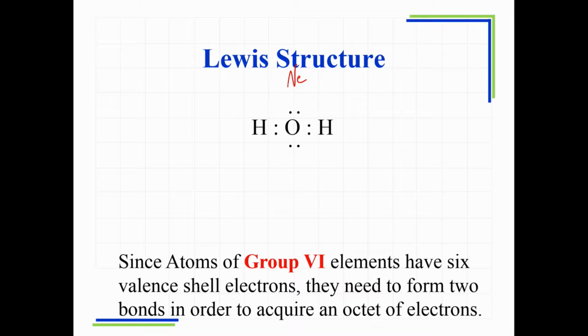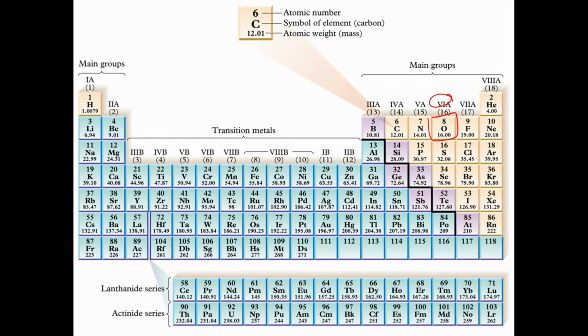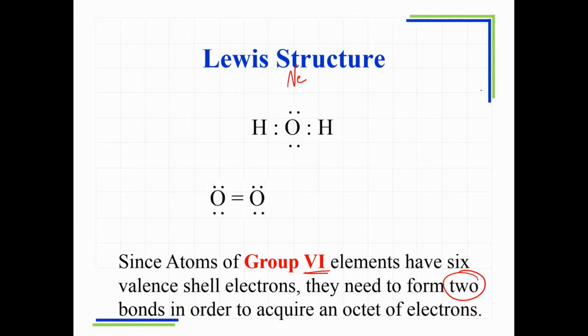But when you are in that 6A family, you will always form 2 bonds. When we look at a periodic table, if you're in the 6A family, in order to get happy, you've got to form 2 bonds, because 6 plus 2 equals 8. We saw already with fluorine and anything in its family, they're going to form 1 bond, because 7 plus 1 equals 8. And we can continue on.